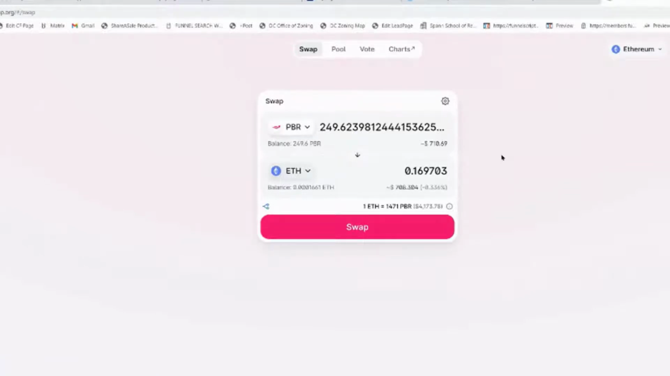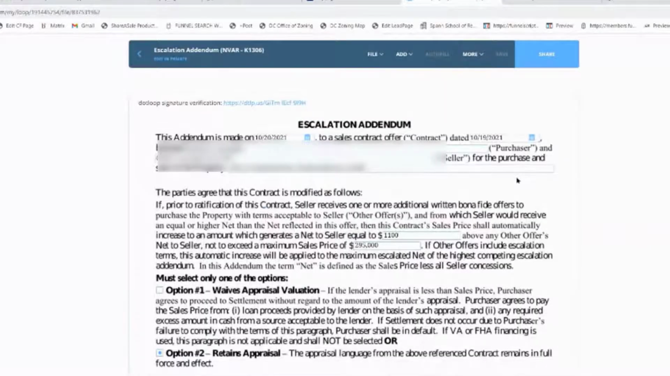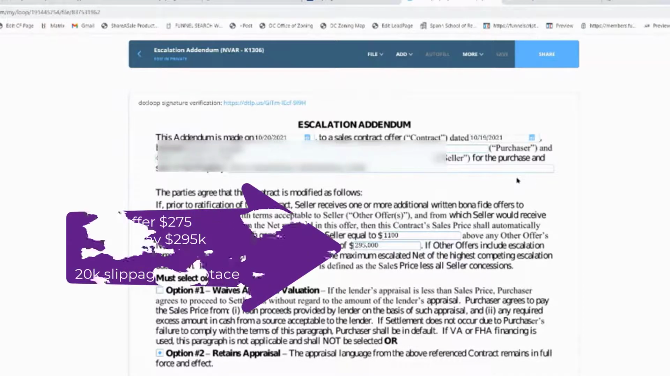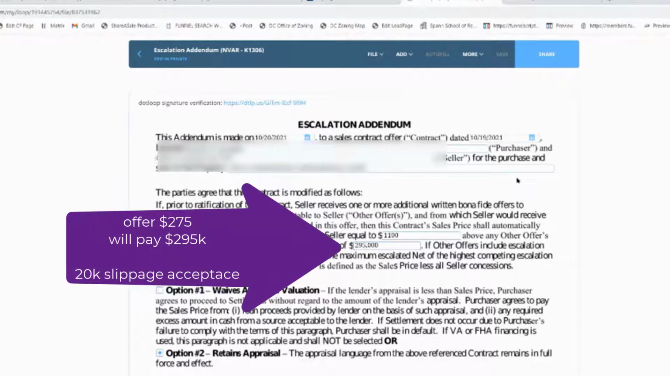And if you want to win on the blockchain and get this swap done faster, you're going to have to increase your slippage. Just like in this document, if we want to win this home, we had to say, okay, we are willing to pay $20,000 more than what we offered, in increments of $1,100 over the highest bidder, but not to exceed $295,000. That's kind of what this document says.